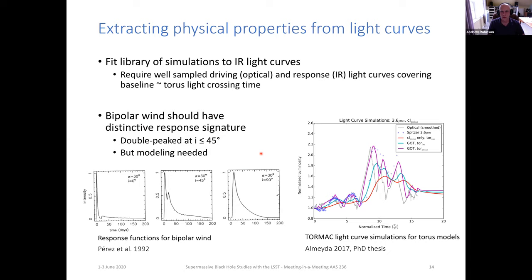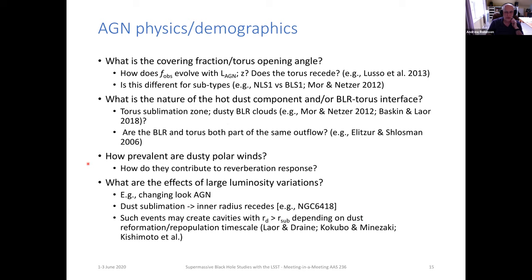So here are some of the questions that you might be able to address with torus reverberation mapping, or dust reverberation mapping, I should say. What is the covering fraction, or the torus opening angle equivalently? How does it evolve with AGN luminosity or redshift? What is the nature of this hot dust component, or more generally the interface between the broad line region and the torus? How prevalent are these dusty polar winds, and how do they contribute to the reverberation response? And what are the effects of large luminosity variations? Rachel Webster talked about changing-look AGN yesterday.